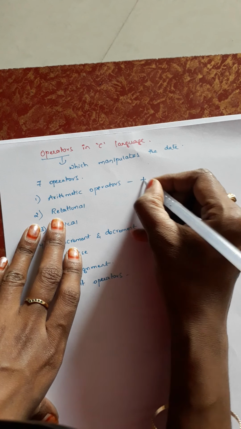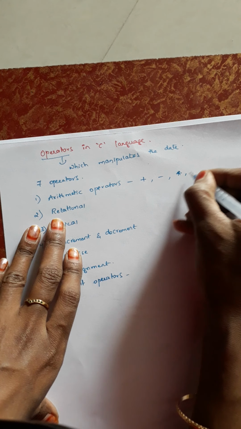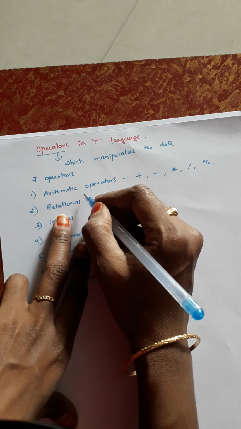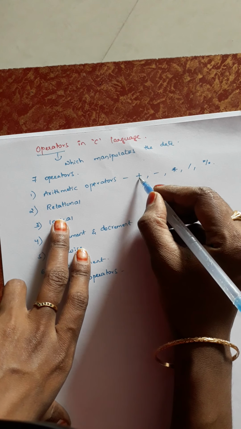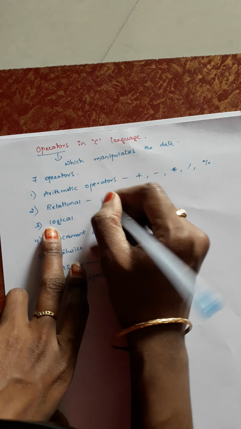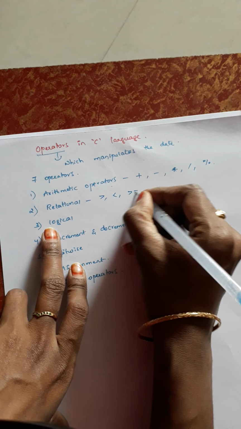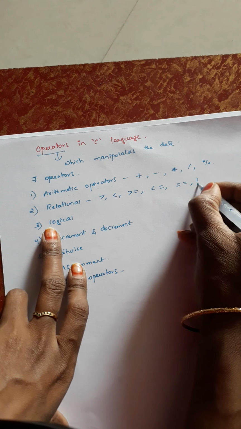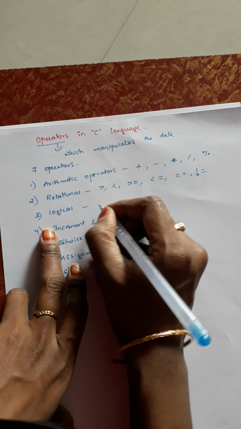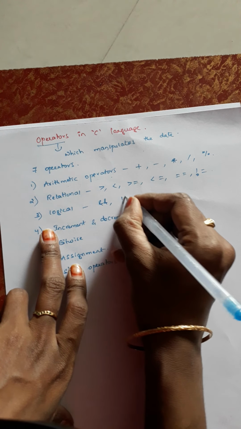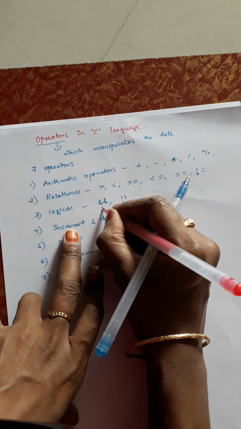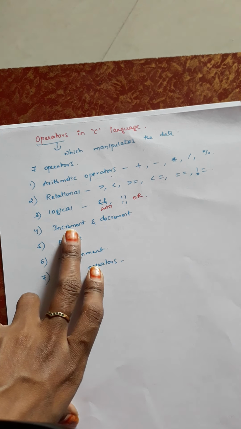Arithmetic operators are addition, subtraction, multiplication, division, and modulus. These operators come under arithmetic operations. The relational operators are greater than, less than, greater than or equal to, less than or equal to, double equals to, and not equals to. And next, logical operators: logical AND and logical OR.